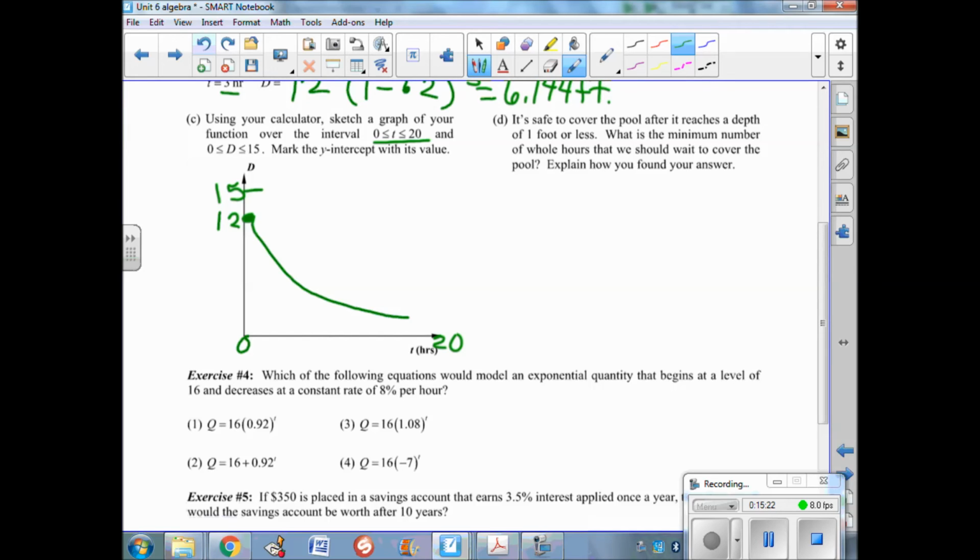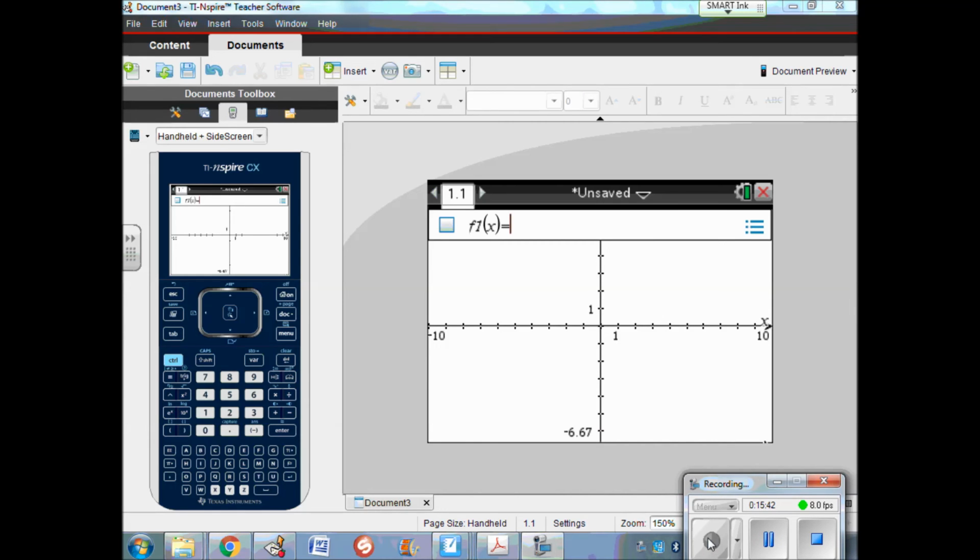So it's safe to cover a pool after it reaches a depth of 1 foot or less. What is the minimum number of whole hours that we should wait to cover the pool? Explain how you found your answer. So I'm going to pause for a second so I can bring up my calculator so we can look at the table. Right now I'm on a graphing page and I'm going to type in my function that we came up with in B. So 12 times 0.8 raised to the, now the calculator only understands x's and y's, so don't raise it to the t and wonder why it's not going to work. We've got to raise it to the x power.